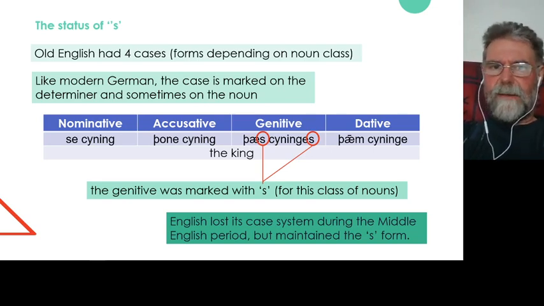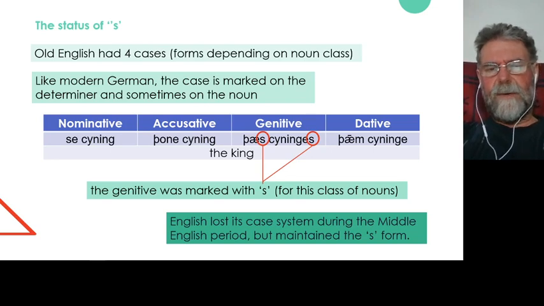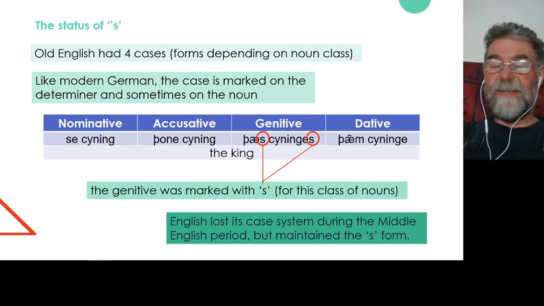Okay, however, it seems as though this S form was maintained from the Old English system. Okay, so it looks then that English lost its nominative and accusative and dative forms, but somehow managed to maintain its genitive form.